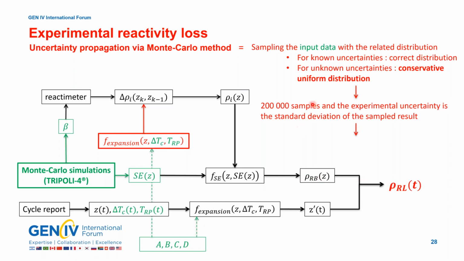So to perform that, for input data where we know the uncertainties, we have used the given uncertainty and the correct distribution around the average value. And for unknown uncertainties, we have used conservative uncertainties with a uniform distribution, which is a conservative distribution. So the final result of this uncertainty propagation will give an exhaustive and conservative handling of uncertainties. So we can be quite confident about the new value and the given experimental uncertainty.